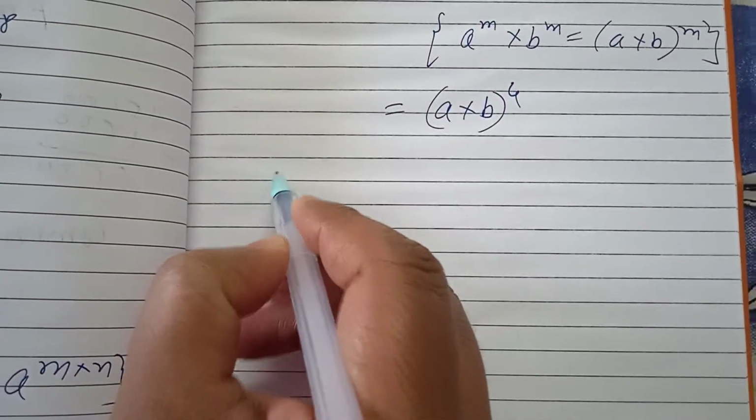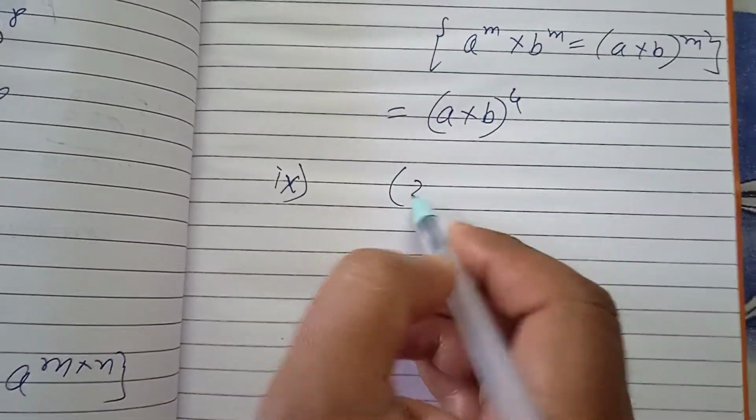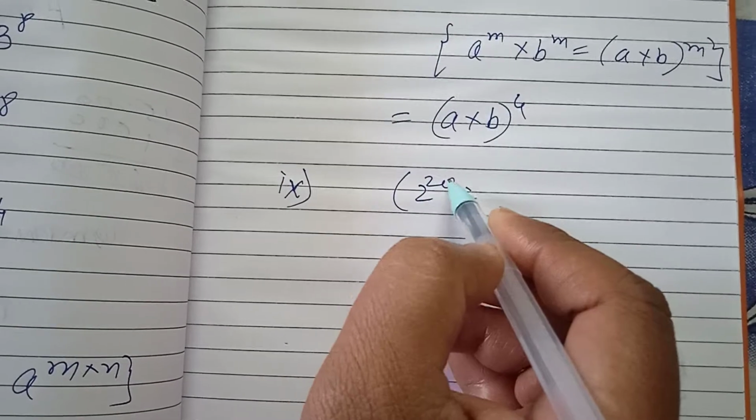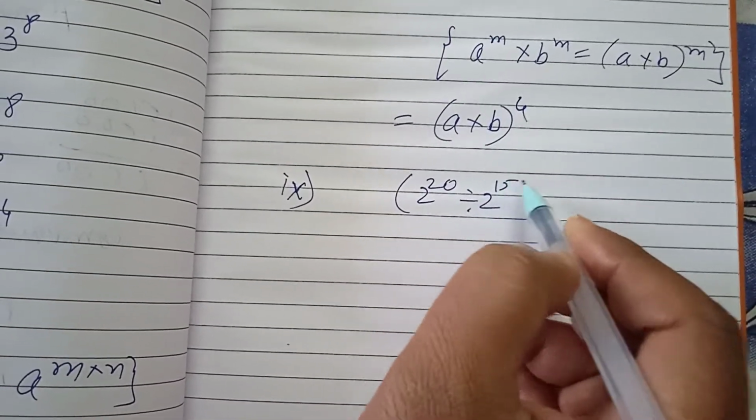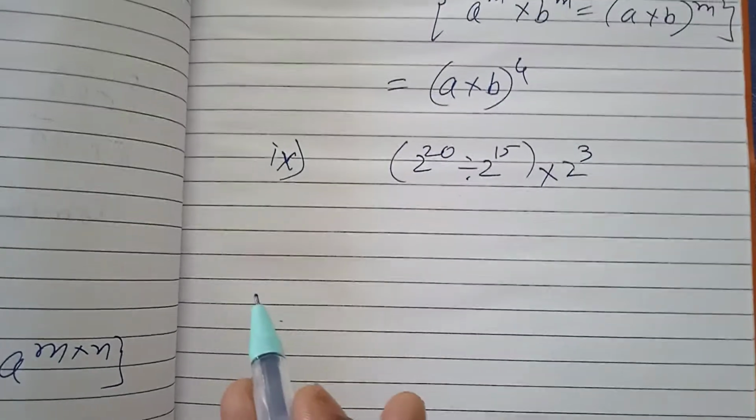The next one is question number 9. 2 to the power 20 divided by 2 to the power 15 into 2 to the power 3 here.